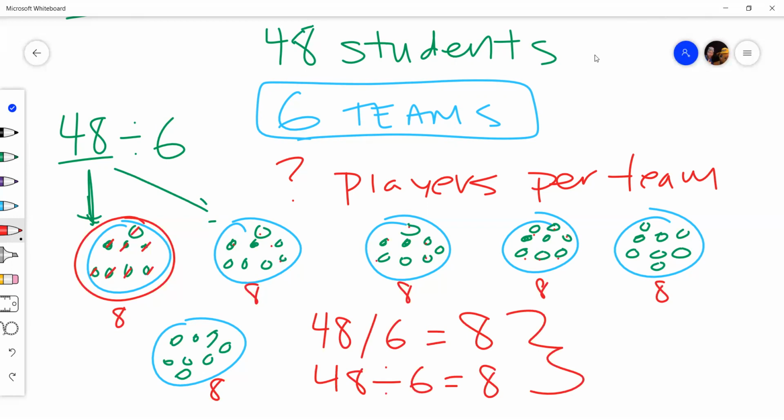Cool thing is, if I know 48 divided by 6, then I now know 48 divided by 8. That's going to equal 6, right? Fact family, 48 divided by 8 will equal 6. So this is kind of what we mean by this idea of loops and groups. Let's play with this, an inverse of loops and groups.